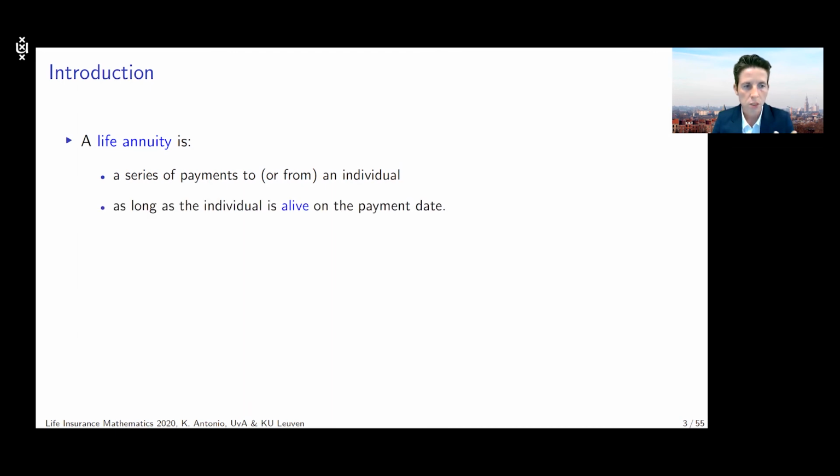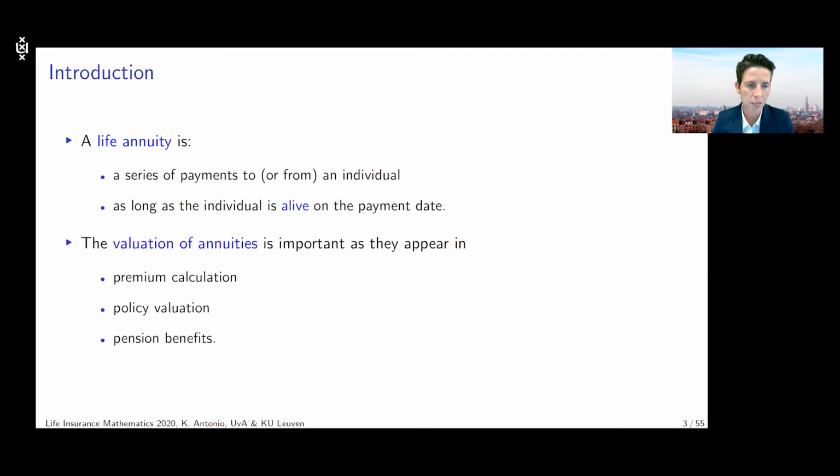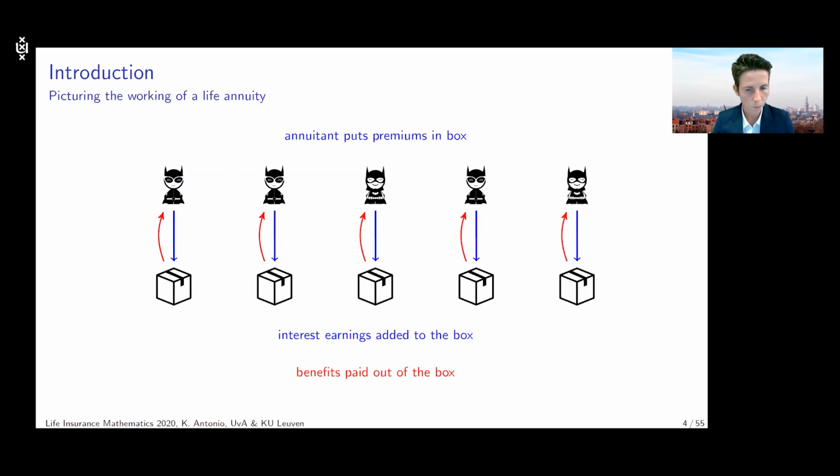The life annuity is contingent on the individual being alive on the payment date. The valuation of such annuities is important because they appear, like I said, in premium calculation. That will be the topic of chapter 6. Policy valuation, that's the topic of chapter 7. Pension benefits, actuarial mathematics for pension systems, is where this kind of thing is also very important.